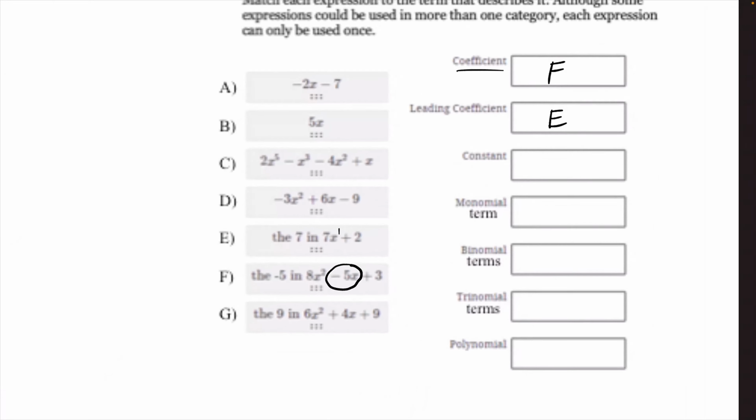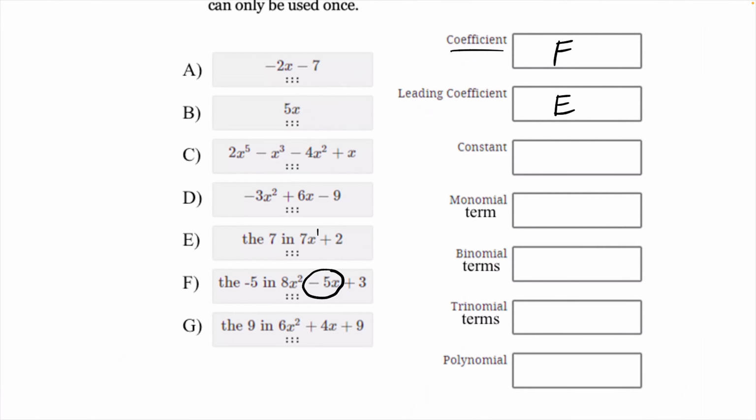I don't know why it's blurry. There we go. Okay? So we used E, I used F. Constant. Which one has, by itself, no letter? G, right? G is the 9 in 6x squared plus 4x plus 9. The 9 doesn't have a letter, so that's a constant, G.